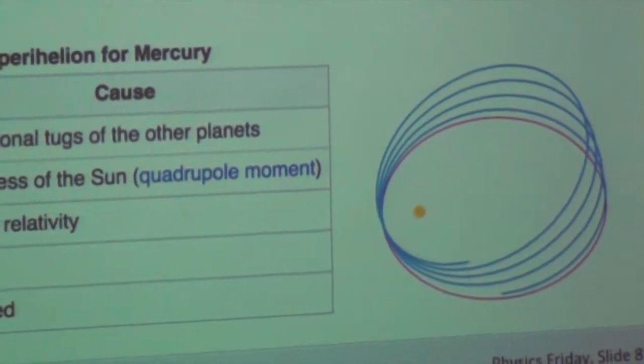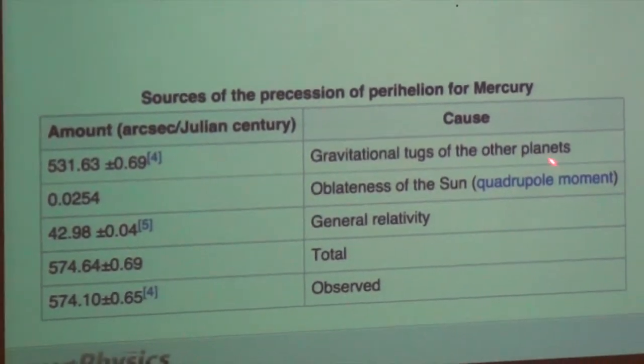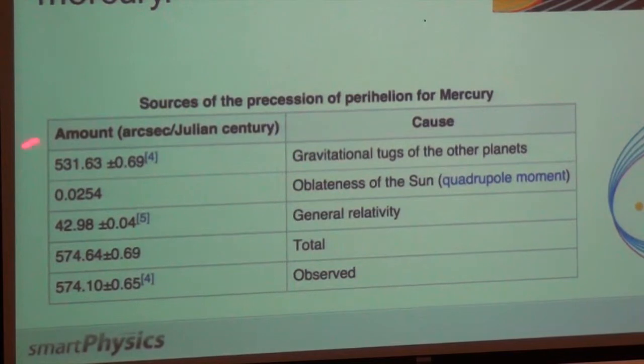And so basically you can look at the amount of arc seconds of this precession per century and the causes from various things. All of these were known basically in 1859: gravitational tugs from other planets, oblateness of the sun, the fact that it's not a perfect sphere. So you can see these things are really, really small. The general relativity correction is pretty big, 42. So this was the missing piece, right? This was observed, 574. And until general relativity came along, there was this missing piece of about 43 arc seconds per century. And so this was really a beautiful confirmation of the ideas of GR, that there are these additional effects coming into play.